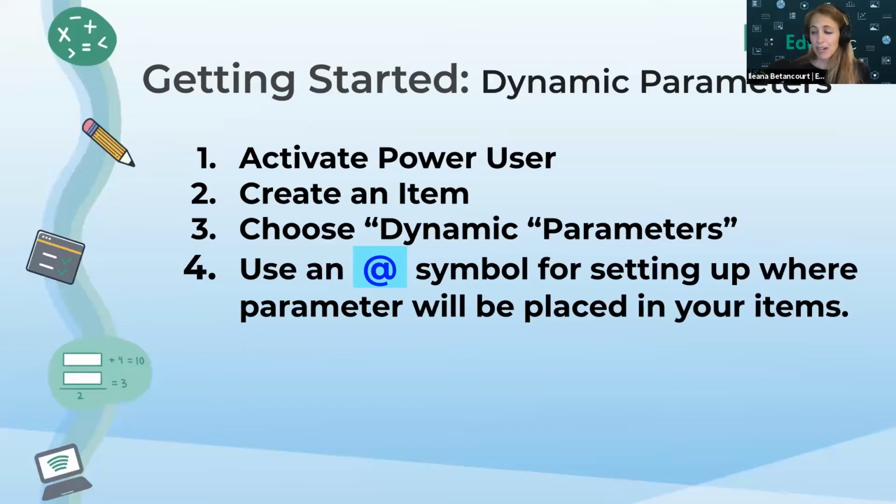So to get started with dynamic parameters, you need to make sure that in your premium teacher account, you have Power User activated. And to do that, you need to go into your profile section, and at the bottom, you'll scroll down, see a little toggle, and toggle on Power User. If you're already creating questions, authoring, using Edulastic a lot, you're going to want that on anyway. Next, you'll have to create an item, choosing an item from the bank, and then you'll choose dynamic parameters in your options. And you'll be using that @ symbol for setting up where your parameters will be placed in your items. And we'll go more into depth, but that's the high-level overview of what dynamic parameters is and the benefits that you'll see from it.